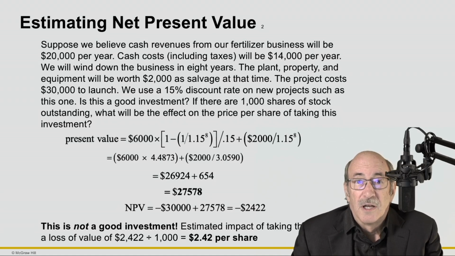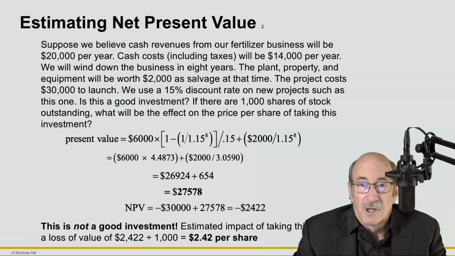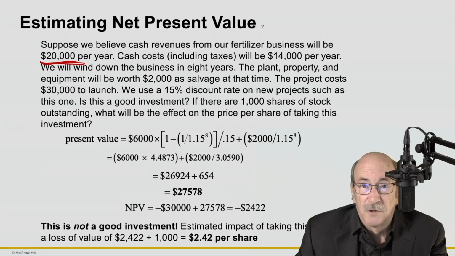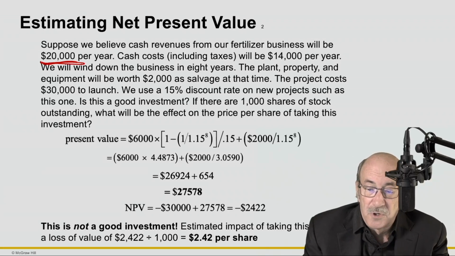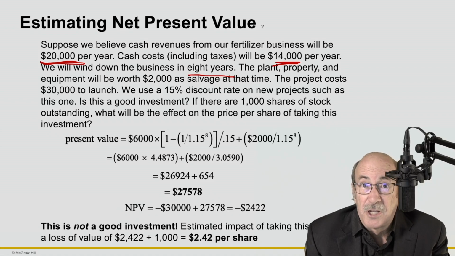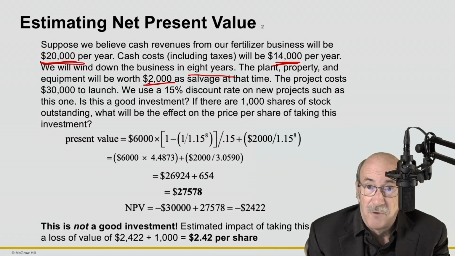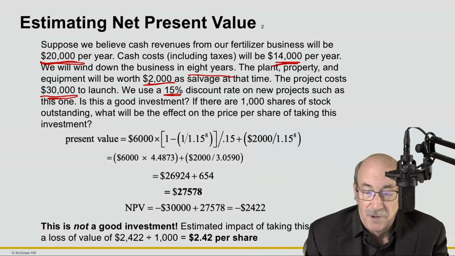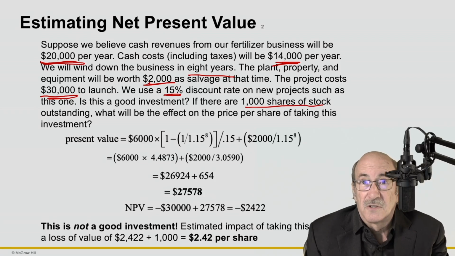So here's an example. Let me grab my pencil here so I can highlight things. We have a fertilizer business that we believe will generate revenues of approximately $20,000 per year. Cash costs will be $14,000 per year, and the business will be finished in 8 years. Plant, property, and equipment will be worth $2,000 at the time of the end of the business as salvage. The project will cost $30,000 to launch, and the appropriate discount rate here we've determined to be 15%. And then we're also given that we have 1,000 shares of stock. So the question is, is this a good project?